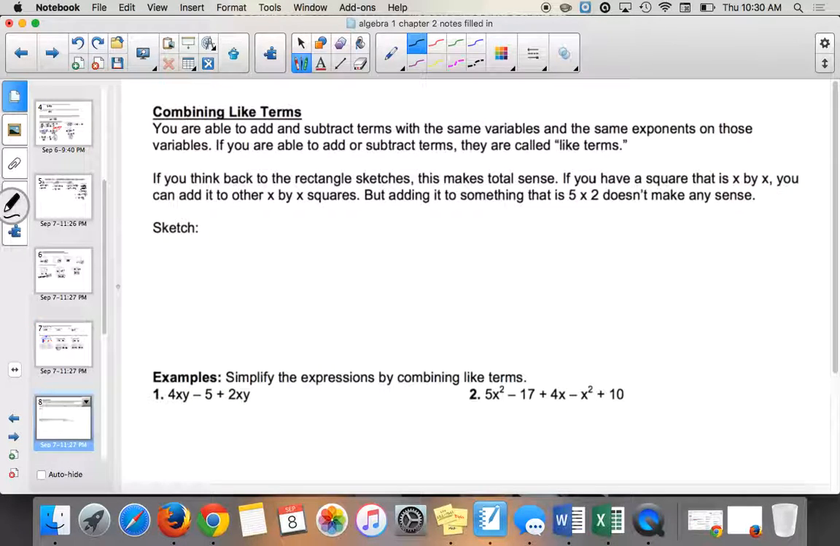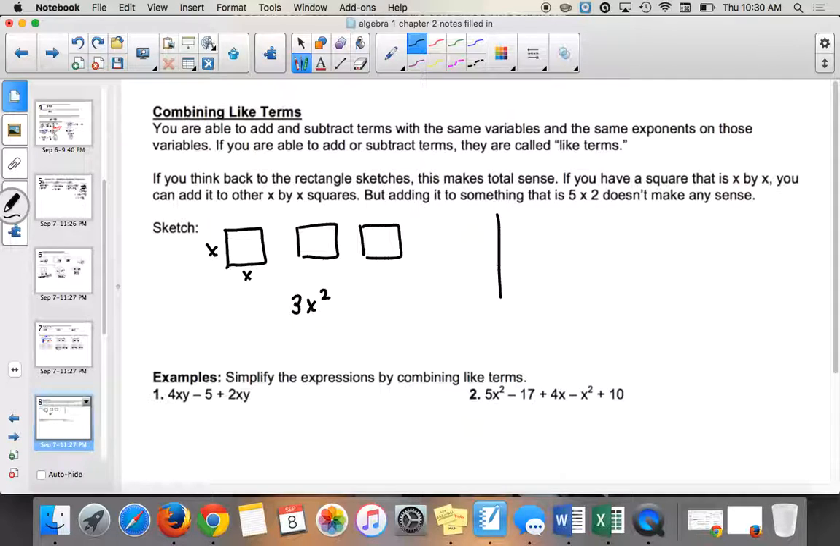Just hanging out. All right, so combining like terms. You're able to add and subtract terms with the same variables and the same exponents on those variables. If you're able to add or subtract terms, they are called like terms. You can always think back to these rectangles. If we had something that's x by x, and then we have two more x by x's, then can't we say that this is 3x squared? I have 3 of the x squared boxes. If I pushed them all together, I have 3 of them.